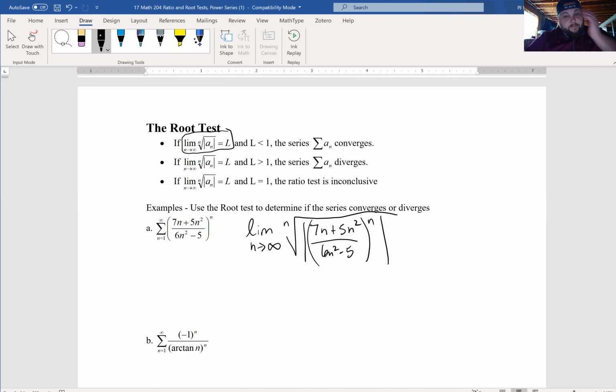So the whole reason of using the root test, right? Just like the ratio test is good for things that have factorials, the root test you should use for series that have everything to the power n. They don't have to be, right? Not every single term has to be to the power n, but this is most useful when everything is to the power n.